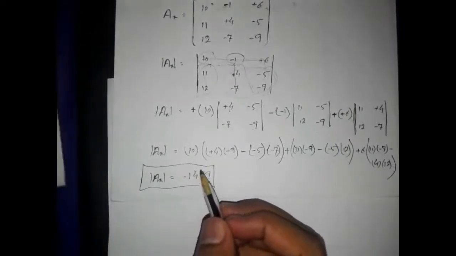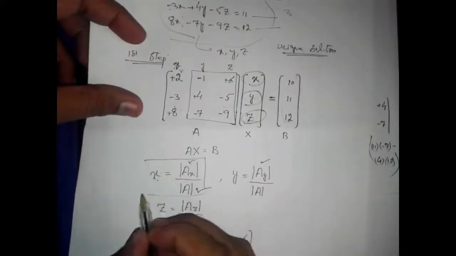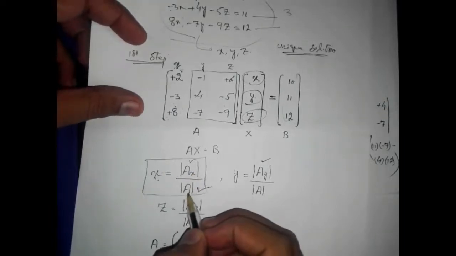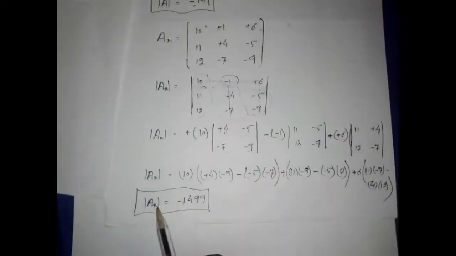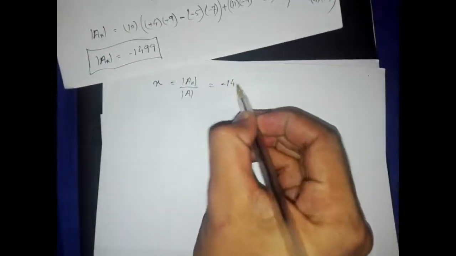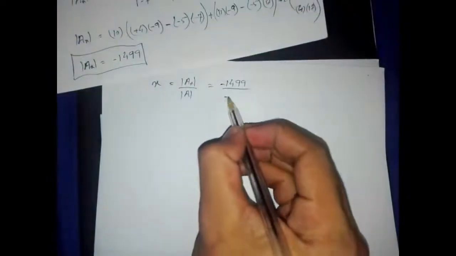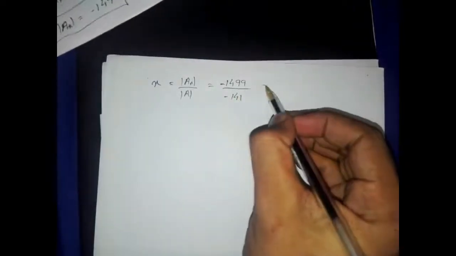Now I come toward this formula: the x variable is equal to the determinant of the Ax matrix divided by the determinant of A. Here the determinant of A is minus 141 and the determinant of Ax is minus 1499. I write that formula again here. So Ax is minus 1499 divided by the determinant of A, and that is minus 141. So your x will be equal to 1499 divided by 141. This will be your answer.